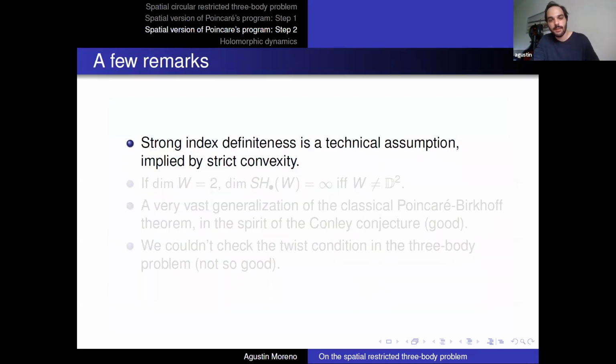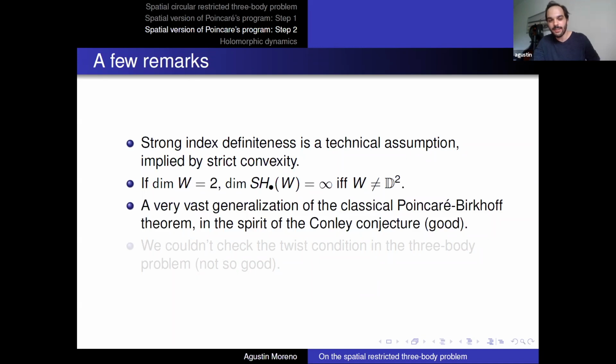The strong index definite assumption, as I said, is technical, but it's not as weird as you would think. It's actually implied by convexity. So if you're in the convexity range, for example in the 3-body problem, then you will have this condition. The index of the orbits grows to infinity if they are on the boundary, in the planar problem. As I said before, if you're in dimension 2, symplectic homology is always infinite dimensional unless you're the 2-disk. A counterexample to the conclusion of the theorem is rotation, so it's sharp in that sense.